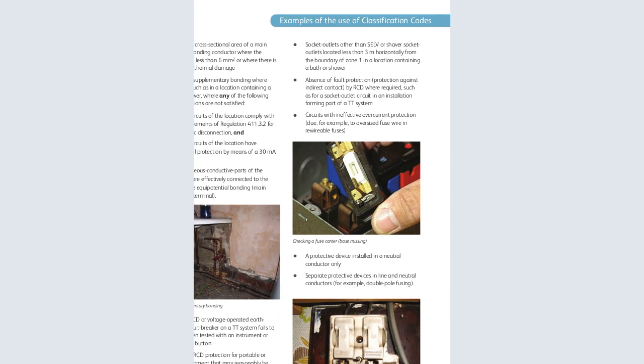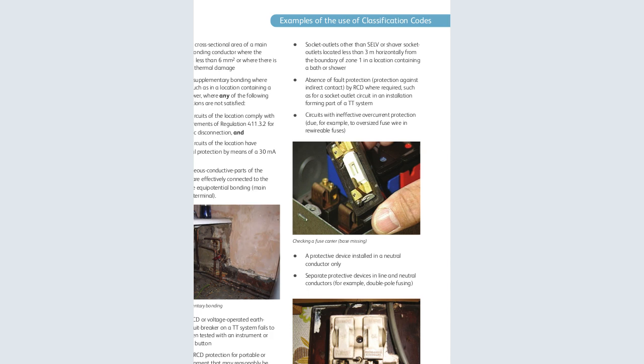Another one is socket outlets, other than SELV or shower socket outlets, located less than 3 meters horizontally from the boundary of zone 1 in a location containing a bath or shower. You remember that a bath or shower is zone 1, and the sockets should normally be located 3 meters horizontally away. That is 3 meters away from the zone, so as to avoid getting splashes of water from the bath or shower.